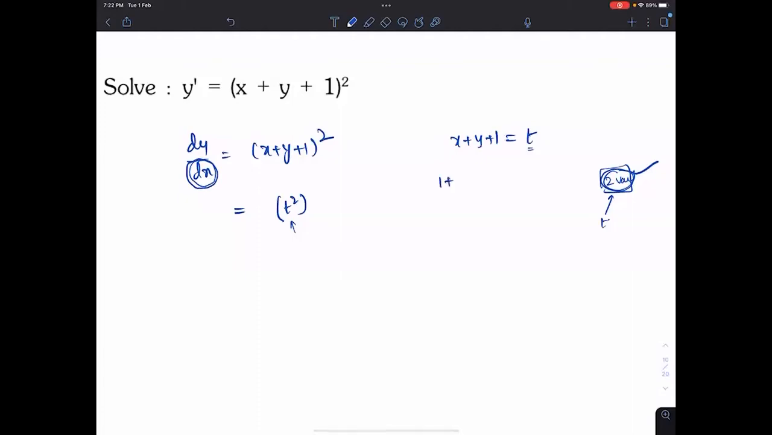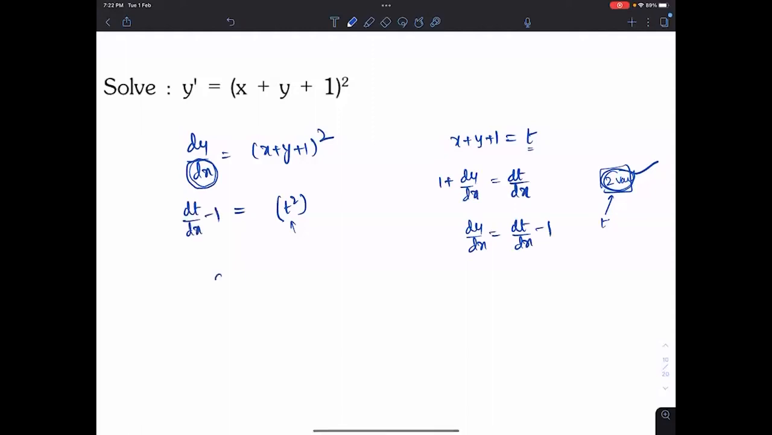Like if 1 plus dy by dx, if I differentiate on both sides, I'll get dt by dx. Sorry, that a variable we keep, the other one we eliminate. So what is dy by dx? It is dt by dx minus 1. So you write it here, dt by dx minus 1.